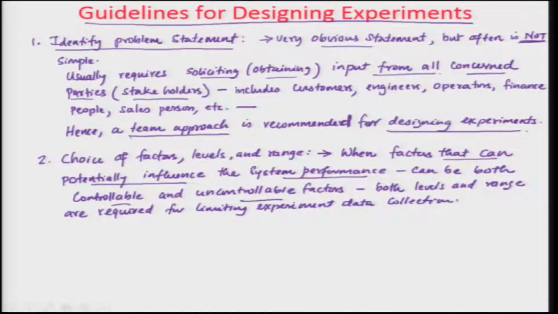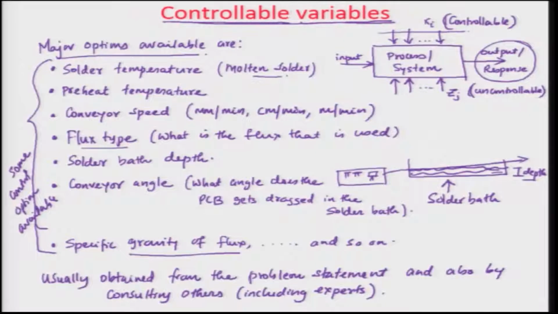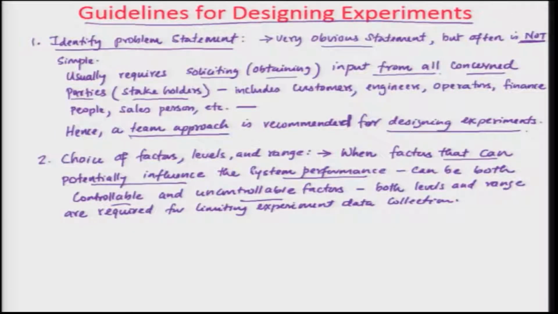Okay. So, for example, in the previous case one of the controllable factors was solder temperature. If I take the temperature range as 0 to infinity, then that is a bad range, because you want to limit it to something so that you can actually control that value and you can collect appropriate data to do the analysis.